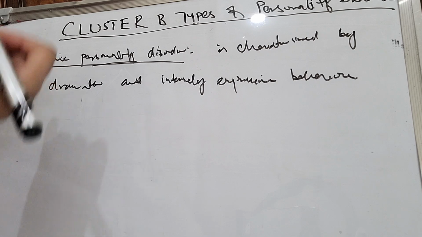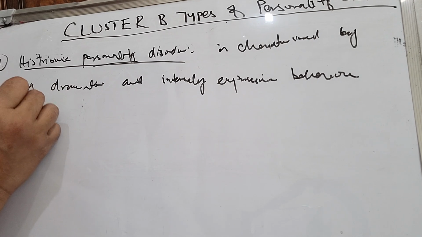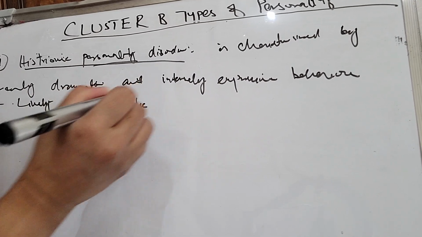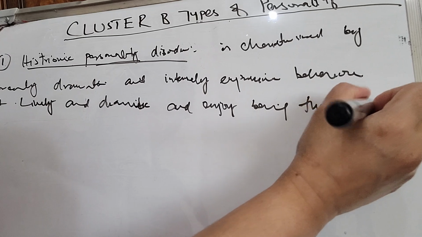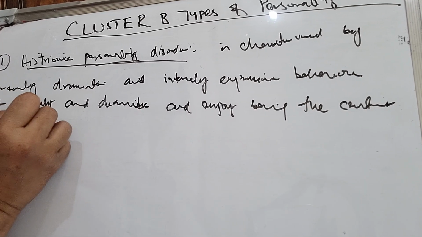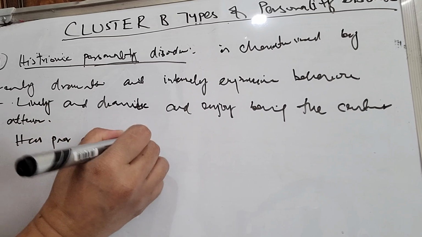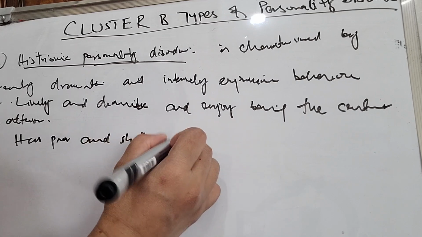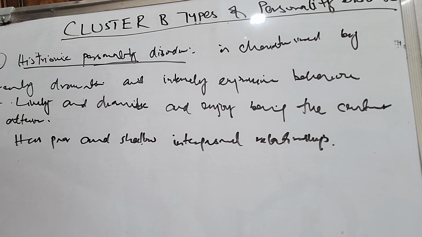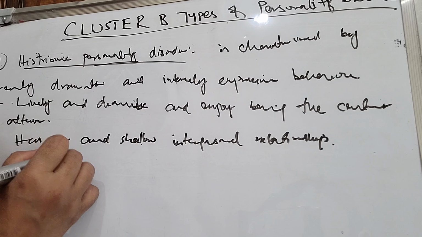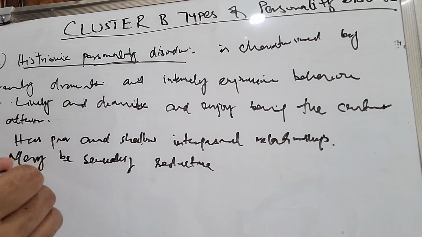Now what happens in this one? What is the behavior of the patient? Number A, lively and dramatic, and enjoys being the center of attention. Number B, has poor and shallow interpersonal relationships. Number C, may be sexually seductive or provocative.